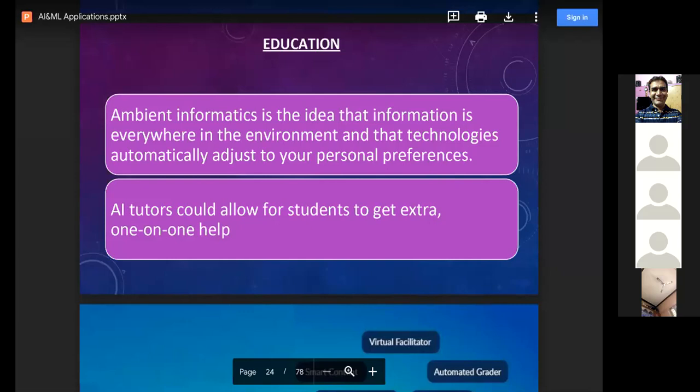Then you have applications in the education sector where we have ambient informatics. That information is everywhere in the environment, and the technology automatically, you have a kiosk, automatically you can touch the screen and it adjusts to your personal preferences, for every student depending on their nationalities and other areas.